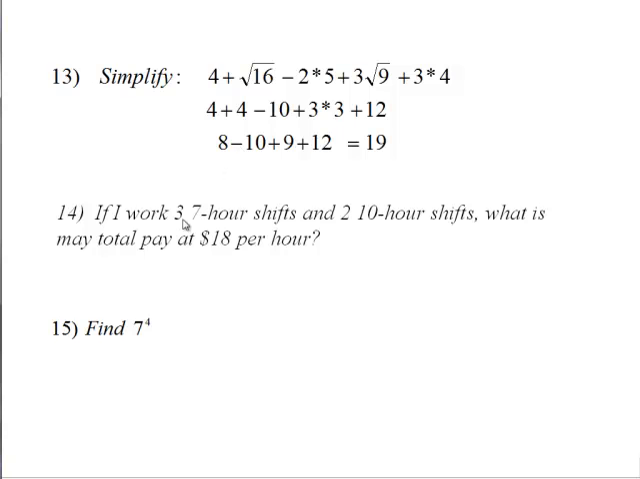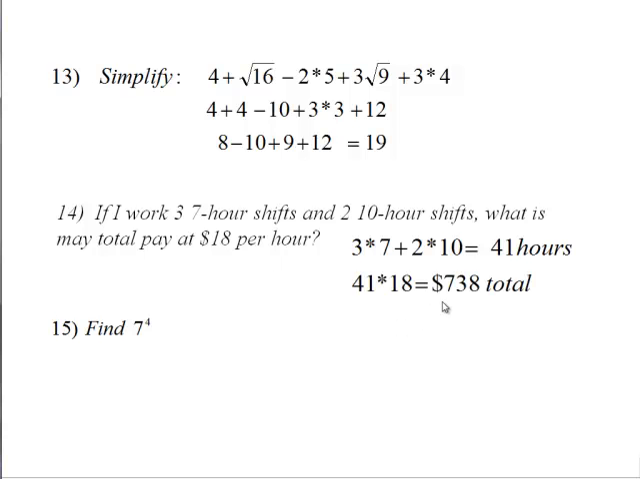Okay, the word problem. If I work 3 7-hour shifts and 2 10-hour shifts, your total pay is going to be 3 times 7 to get the hours is 21. And then 2 times 10 gives you 20. So that's a total of 41 hours. I suggest you just jot it down real quick. 3 times 7, that's those hours. 2 times 10, that's those hours. And then take your calculator, add those together. Now I have 41 hours, and I get paid $18 an hour. So just type in your calculator. 41 times 18 should be 738. That's your total income.